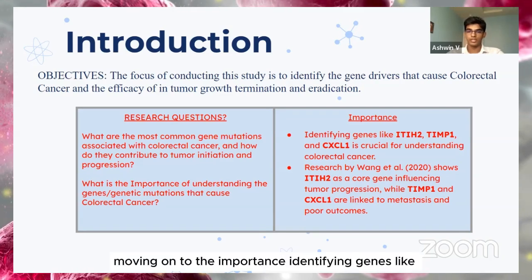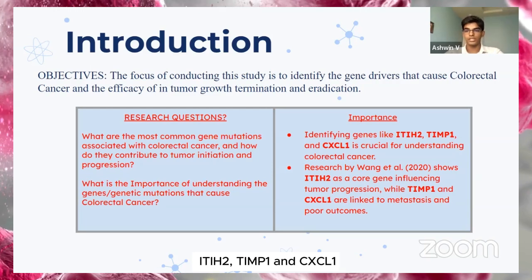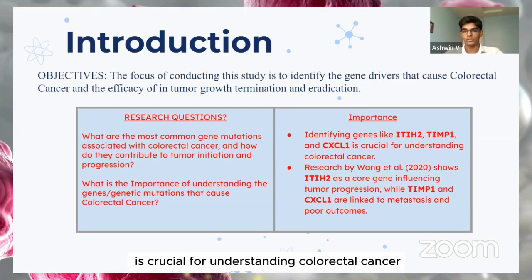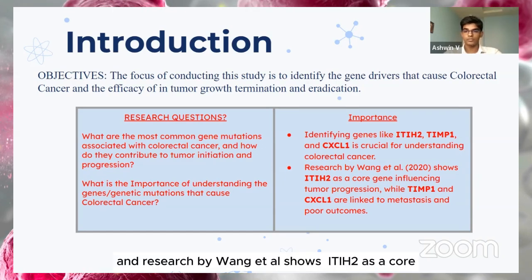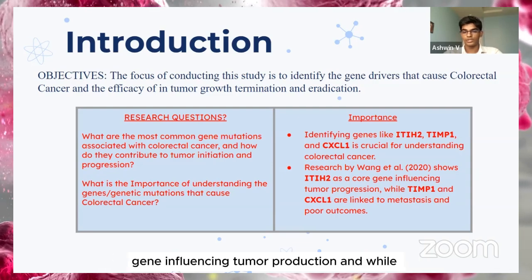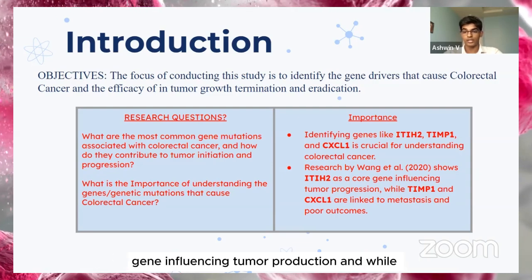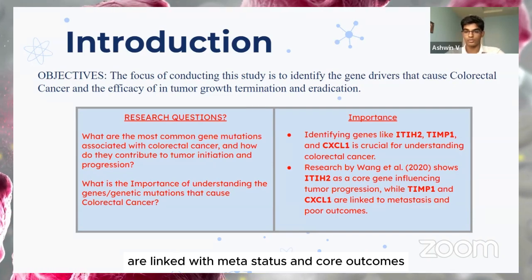Moving on to the importance, identifying genes like ITIH2, TIMP1, and CXCL1 is crucial for understanding colorectal cancer. And research by Wang et al. shows ITIH2 as a core gene influencing tumor progression, while TIMP1 and CXCL1 are linked with metastasis and poor outcomes.